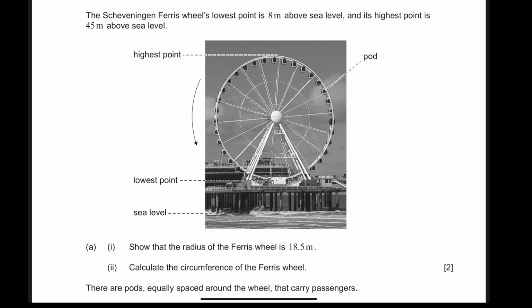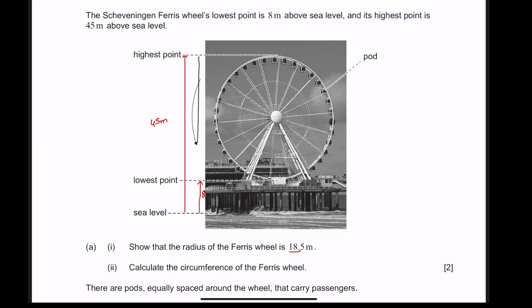So we have a Ferris wheel here whose lowest point is 8 meters above the sea level. So this distance is 8. And the highest point is 45 meters from the sea level. This is 45 meters. So you have to show that the radius of the Ferris wheel is 18.5.